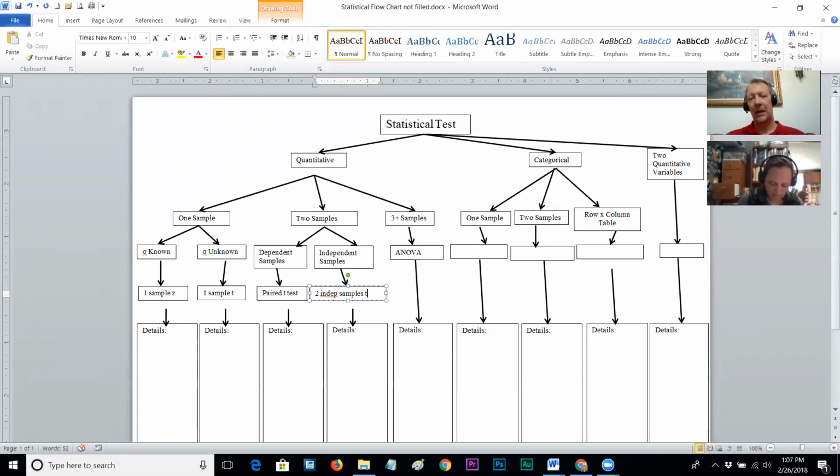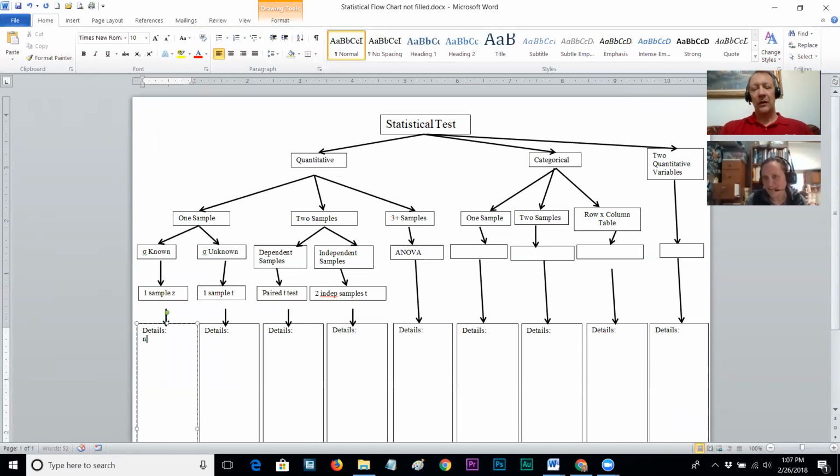Now you can also add in some details down here. This does not count as your one page of notes. This is bonus material, although if you had this, you wouldn't need a page of notes anyway. For example, how big should your sample size be for a one sample Z-test? Greater than 30?